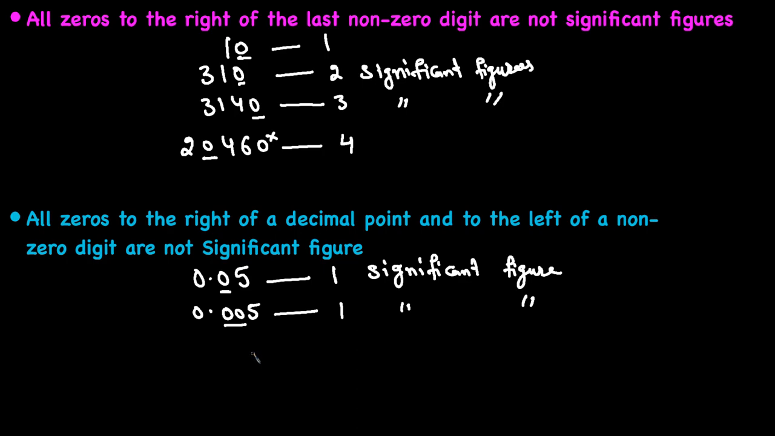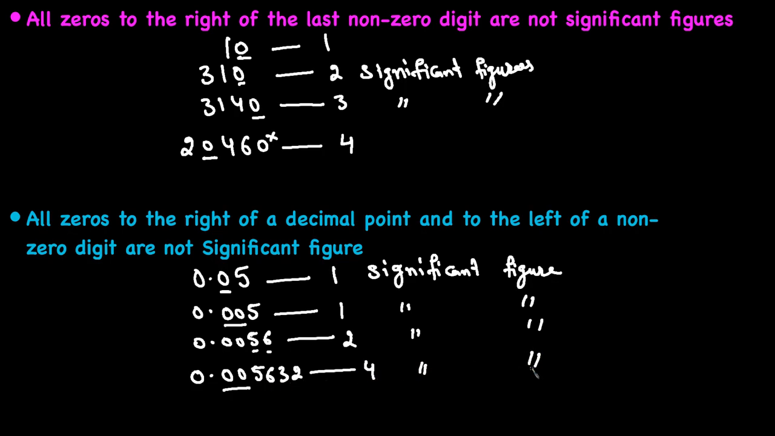Okay, and let's say we have 0.0056. These zeros are not significant, so only these two numbers count. So we have two significant figures here. Let's go to the next one. Let's say we have 0.005632. The zeros are not significant figures, so only these numbers count: 1, 2, 3, 4. So there are four significant figures here.